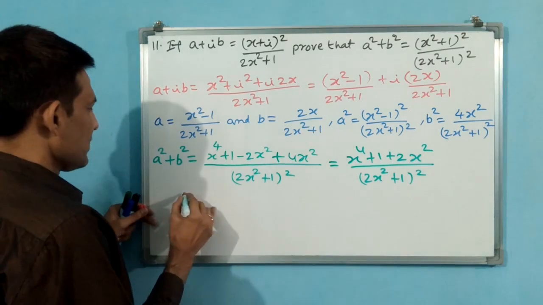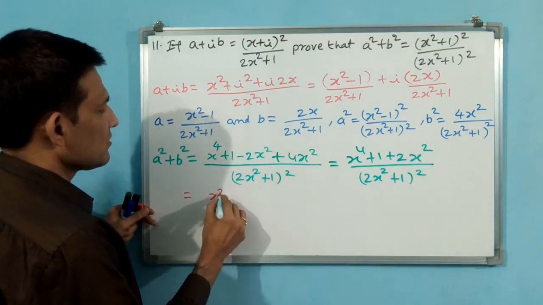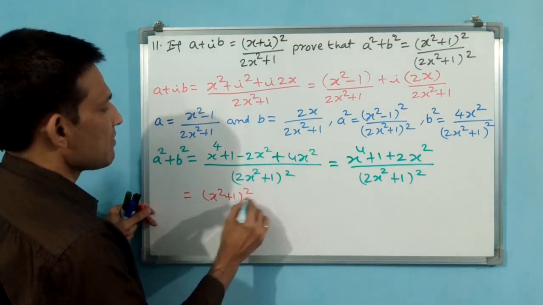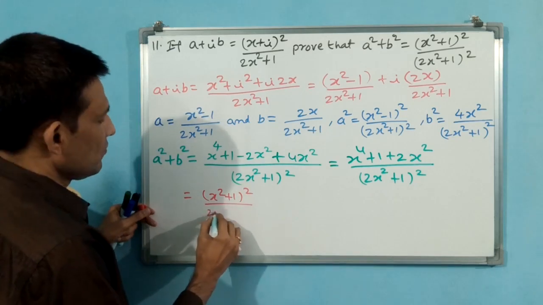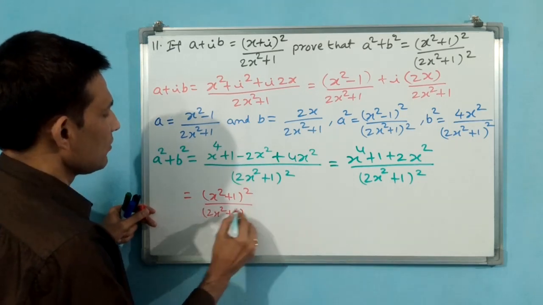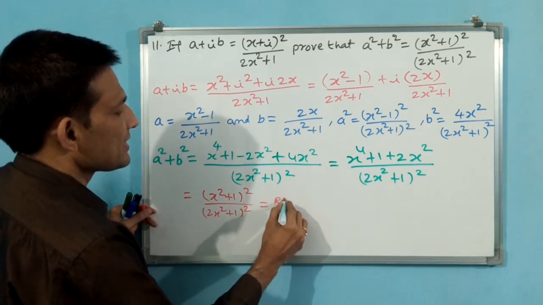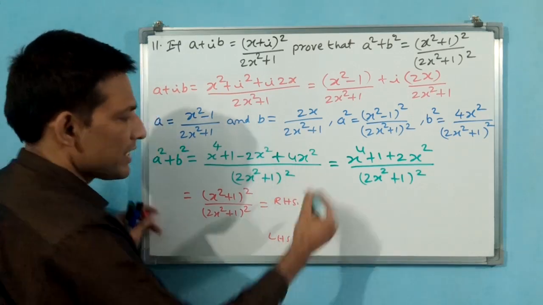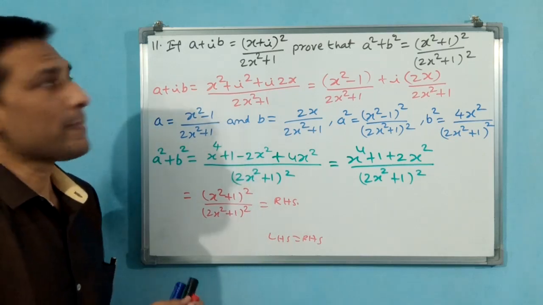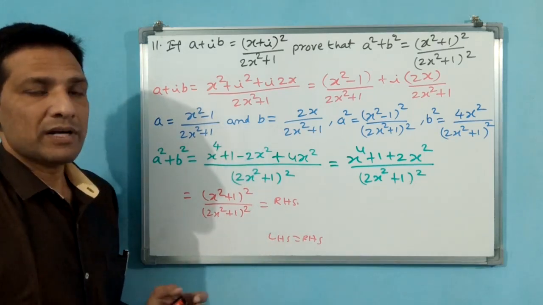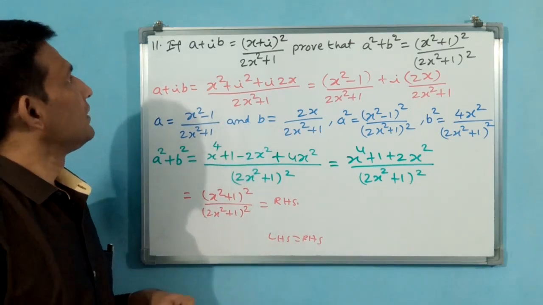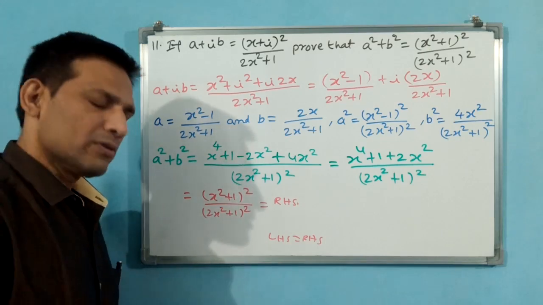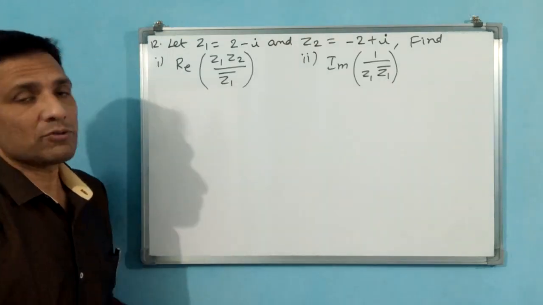Write down. That is equal to x square plus 1 whole square by 2x square plus 1 whole square, that is equal to RHS. LHS is equal to RHS, like that you write and close this issue. Okay. This will be your 11th question. Let us go for 12th question. Okay. See the 12th question.